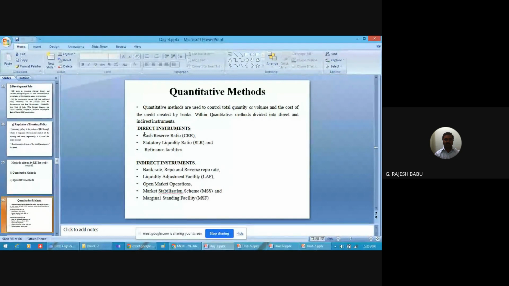Second one, repo rate. It is the rate at which the Reserve Bank of India lends to banks overnight against the collateral of government and other approved securities under the arrangements of liquidity adjustment facilities.